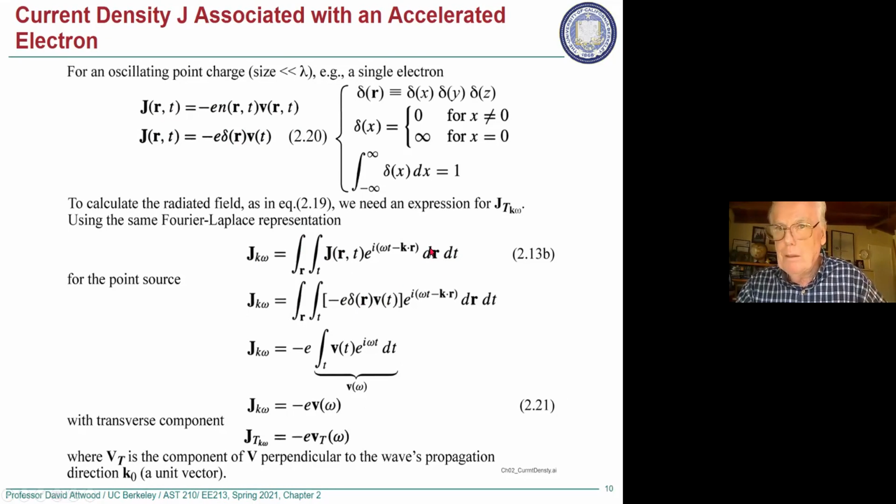The delta function really made that simple. What we're left with is still the minus e and the v. This looks like the Laplace transform, if you will, of the velocity function. We took care of the r integral, we still have the v(t), the e to the i omega t, and the dt. The dr integral is done. And this thing we recognize as v(omega), the Fourier transform of the velocity function. So j(k, omega) is now solved. This is what it is.